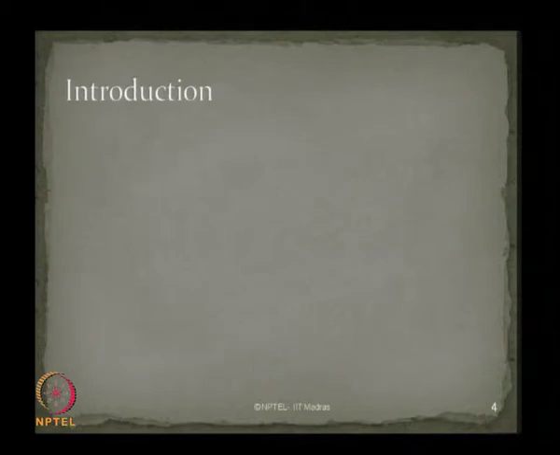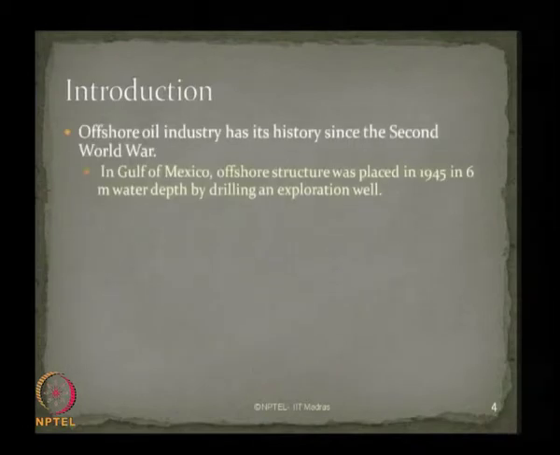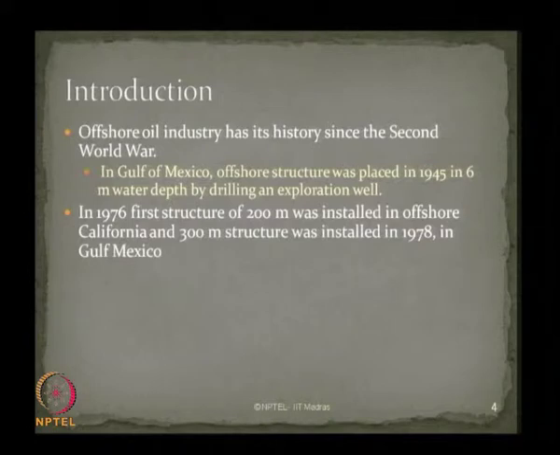In the present module, in this lecture 1 of module 2, we will speak about introduction, planning and guidelines of offshore structures. Ladies and gentlemen, the offshore oil industry has a very old history since the Second World War. In the Gulf of Mexico, offshore structures were placed in position in 1945 at just 6-meter water depth by drilling an exploration well, followed by which in 1976 the first offshore structure of 200-meter depth was installed in offshore California and a 300-meter structure was installed in 1978 in the Gulf of Mexico.